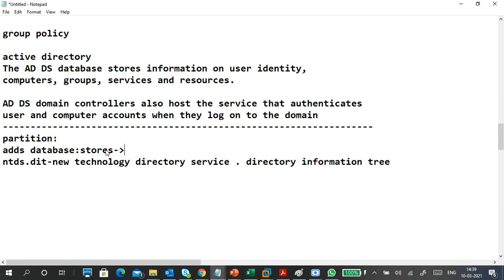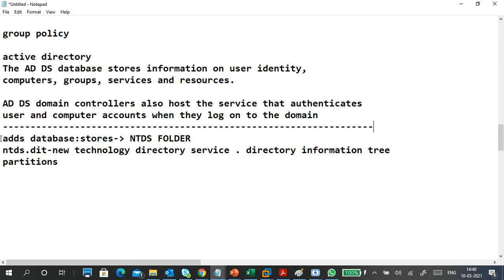stores in C:\Windows\System32\NTDS. Okay, so I will put the direct name, the NTDS folder, so I will show you the location directly. So it is a directory, and this database has partitions. So what are the partitions?